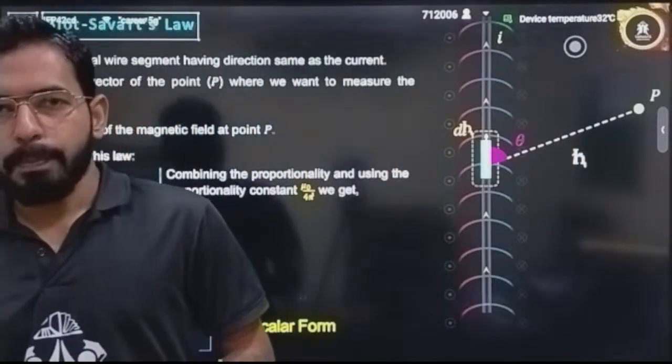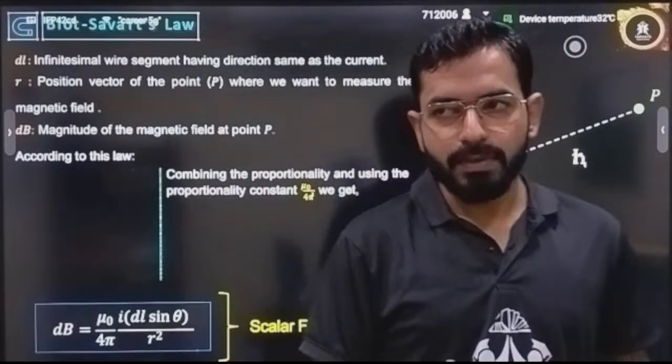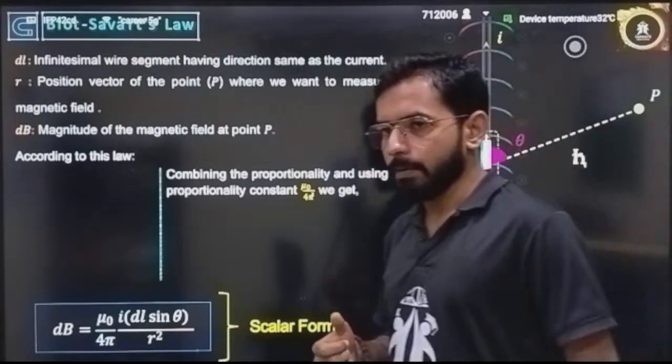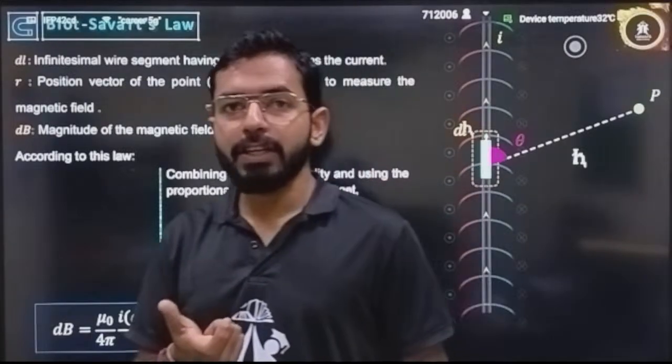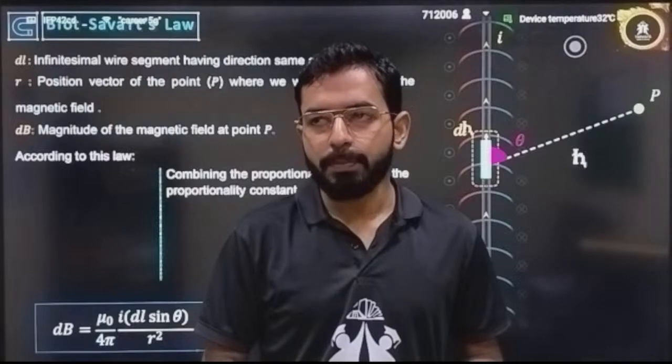Now what is Biot-Savart's law? Biot-Savart's law, and from a board perspective also, it is very important, tells you about the intensity of the magnetic field at a point. Intensity of what? Magnetic field at a point.